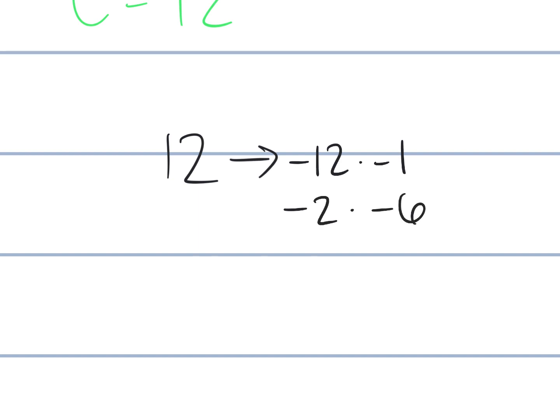-2 times -6. Can we stop? Yes. Why? Because it adds to negative. What is -2 plus -6? -8. There you go.